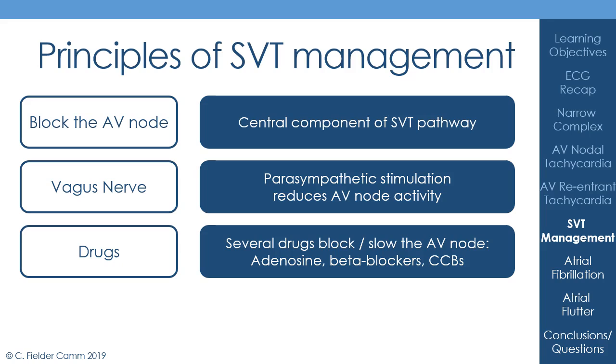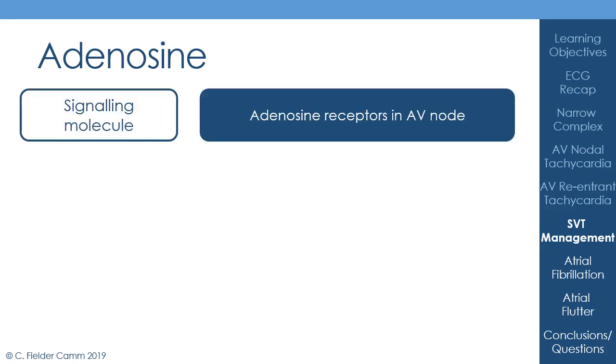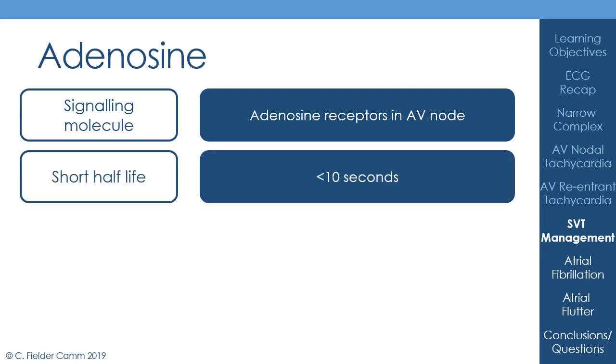But let's start with thinking about adenosine. Adenosine is a signaling molecule. There are adenosine receptors within the AV node, and stimulating these receptors reduces the function of the AV node. Adenosine has a really short half-life, and when I say really short, I mean less than 10 seconds, which means that you need to prepare yourself for giving this medication, and you need to give it in a particular way that ensures it reaches the heart as quickly as possible.